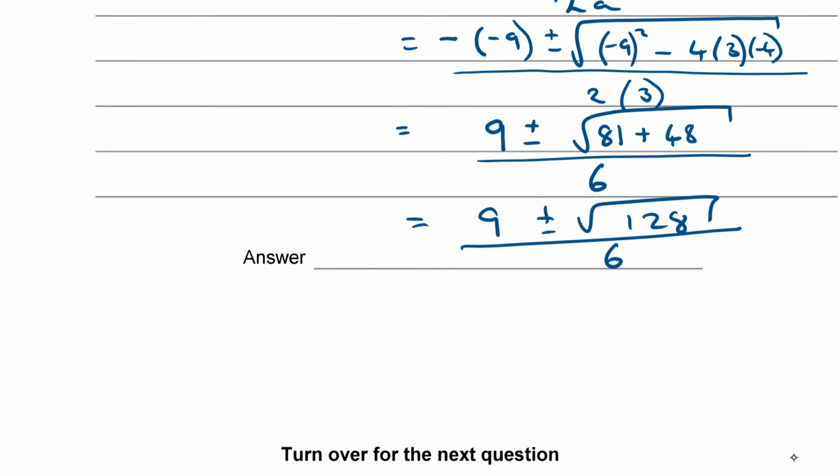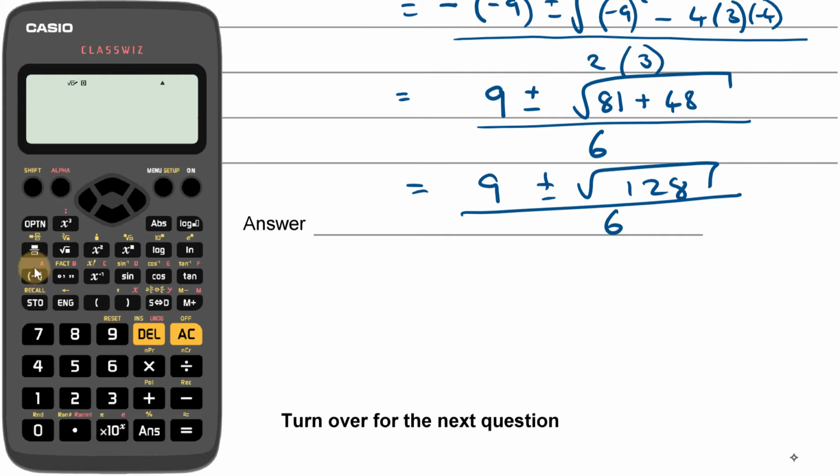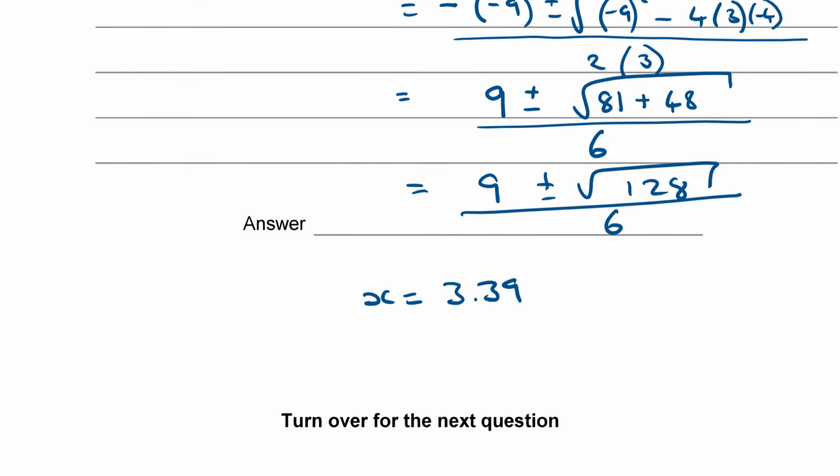Okay, almost there. So I'm going to get one solution when I add the root, and I'm going to get the second solution when I subtract it. So let's put the add one in first. I can just type it in now to the calculator in the form that it's in. 9 plus root 129 all divided by 6. That would tell me one of my values of x. I make that 3.3856, which I'm going to round up to 3.39. So 3.39, that's one of my values.